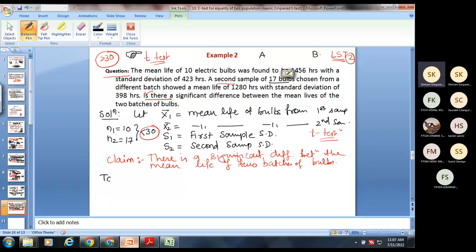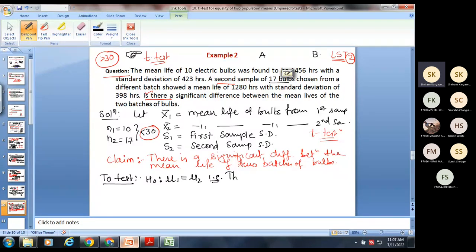Now we are ready to mention the test statistic. So in this case, H0 will say mu1 is equal to mu2. It is always equal to, it is the null hypothesis. So it will always say mu1. Now what is mu1? It is the first population mean, and then mu2 is the second population mean.